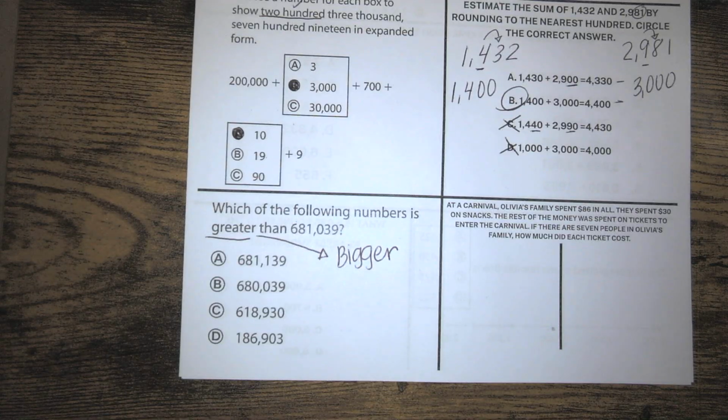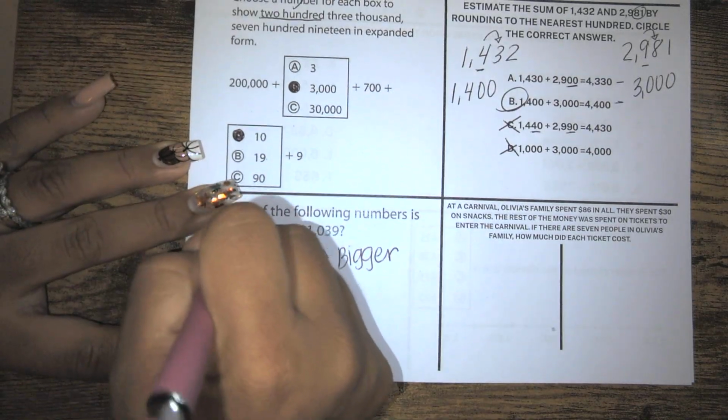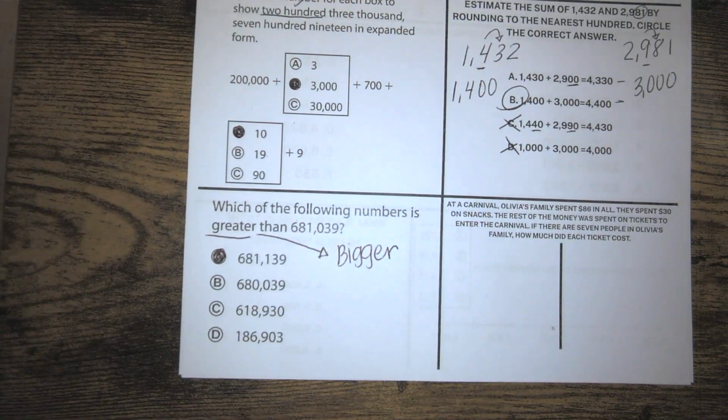Look at B. Yes or no? No. Because what we have right now has a 1 in the thousands place. This has a 0. C. Yes or no? 618 is less than 681. 186. Yes or no? No. Our answer is A. Very nice. And that's how you have to go through your answer choices tomorrow.